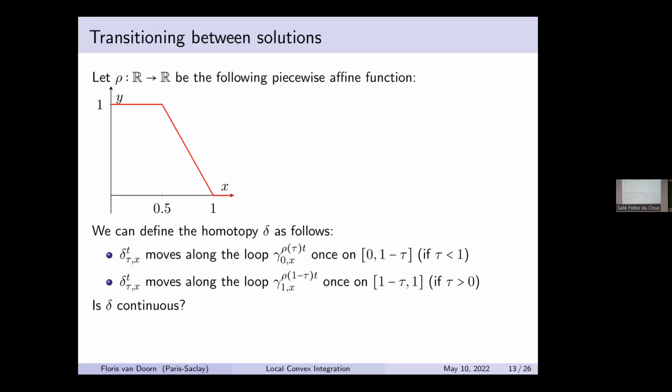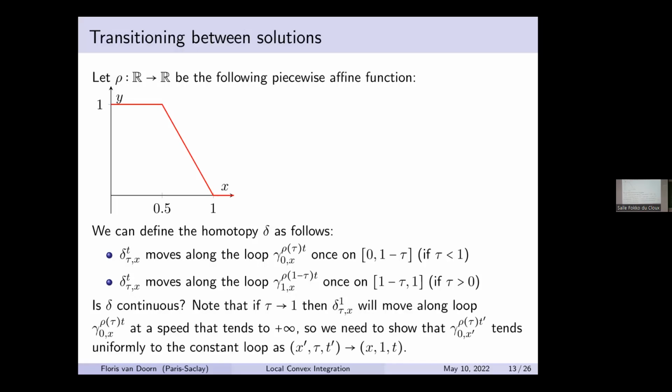We have to make sure that in most places this is fine because we're only doing manipulations with continuous functions. But there's something tricky happening, for example, near tau is equal to 1, because near tau is equal to 1, we're moving along this second loop in a very short time. And so we're moving at a speed that tends to infinity along this loop.